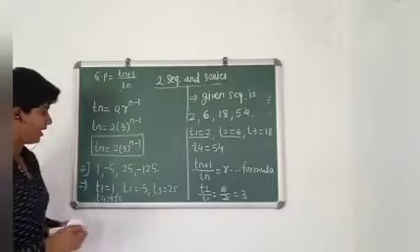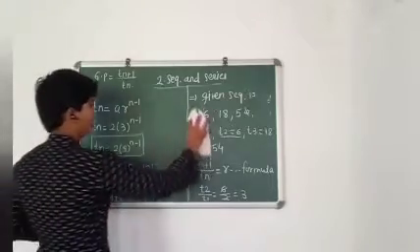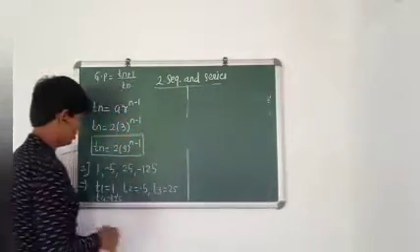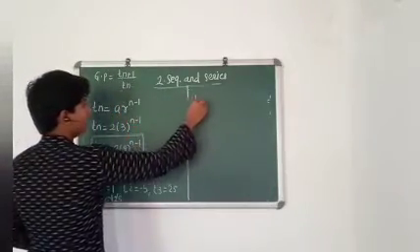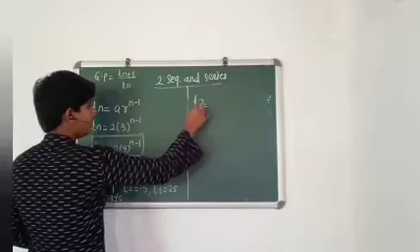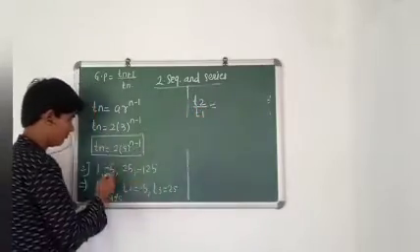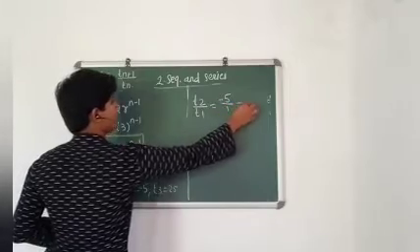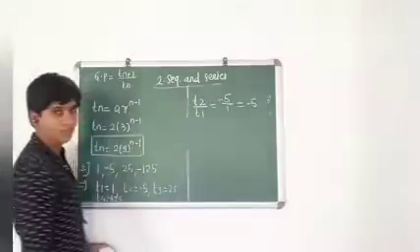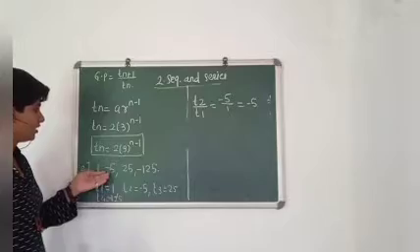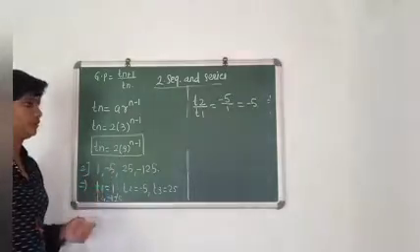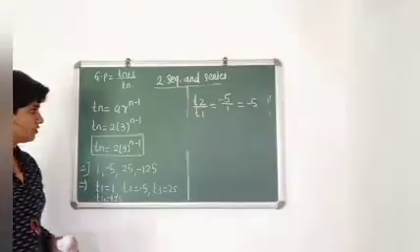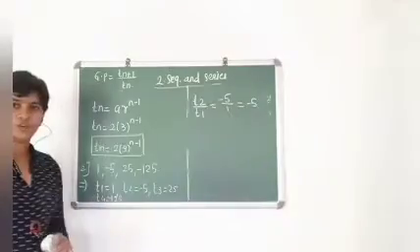If we find the common ratio, then T2 upon T1 is equal to R, that is the common ratio. So first, T2 upon T1 is equal to minus 5 upon 1. So the common ratio is minus 5. Similarly for T3 upon T2 and T4 upon T3, we get the same common ratio. So the given sequence is a geometric progression.